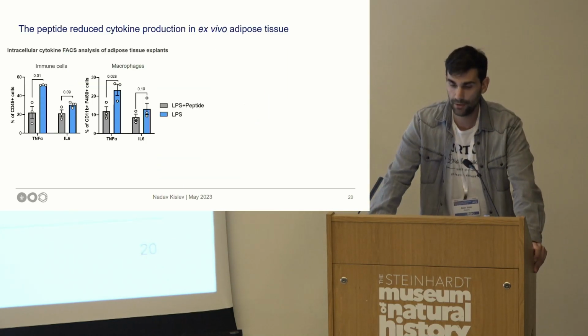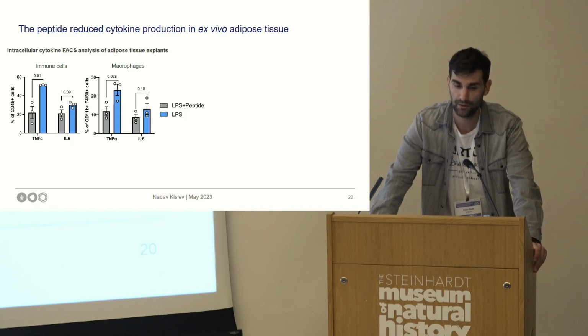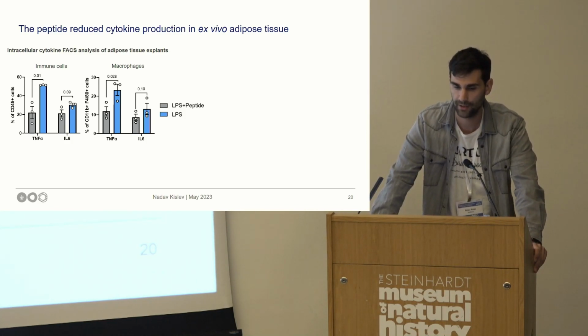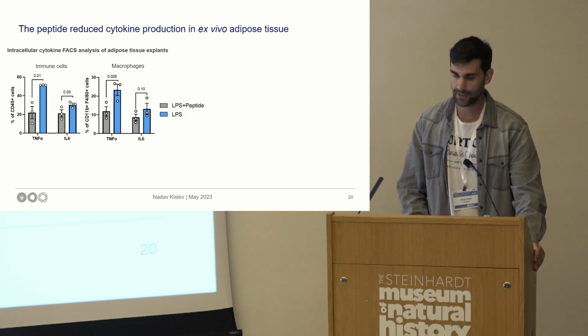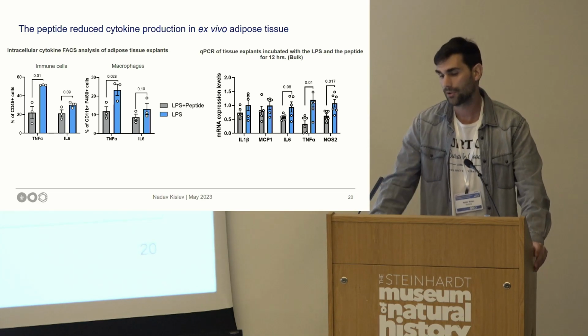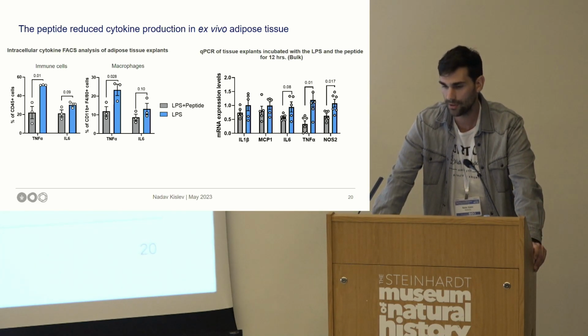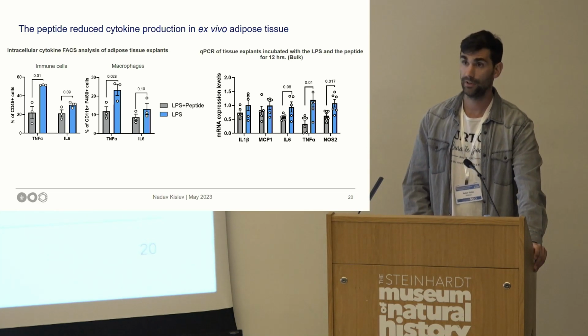As you can see here, the peptide lowered TNF-alpha levels in an intracellular cytokine flow cytometry analysis in both immune cells as a whole, but also specifically in macrophages. And we saw a reduction in some cytokines as well in a bulk assay that we did to the tissues.